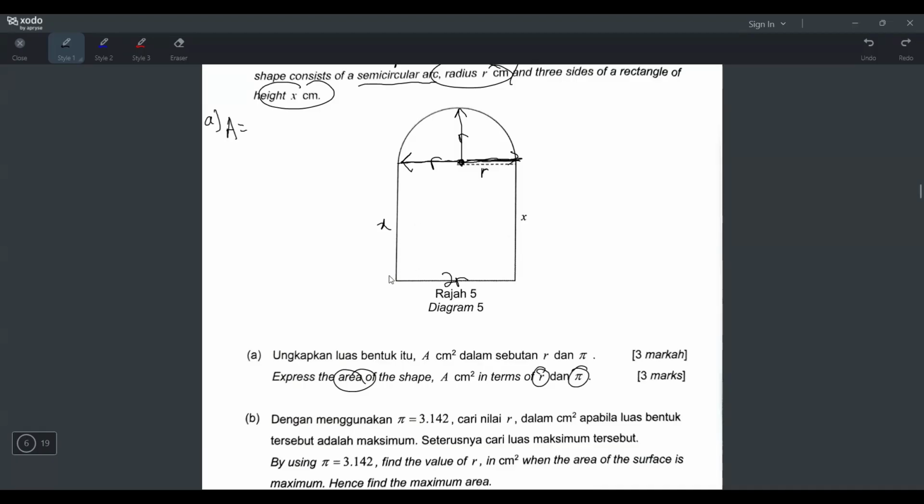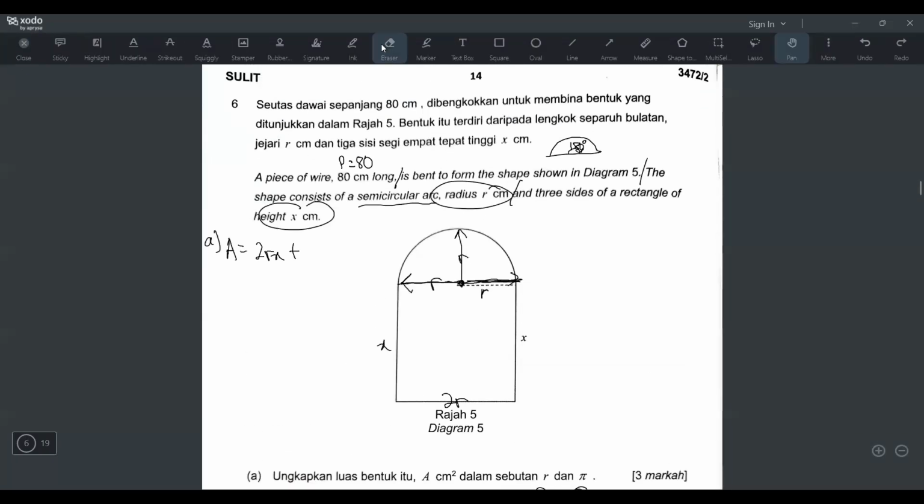So when you take the area of the rectangle, it will be base times height, which is 2rx, right? And then plus the area of the semicircle. Okay, do you know how to find the area of a circle? The area of a circle formula is pi r squared. Yeah, this is the formula to find the area of one circle.